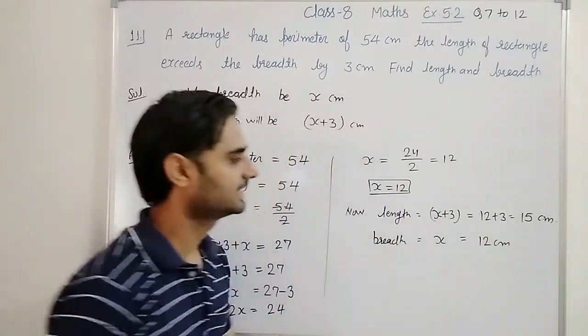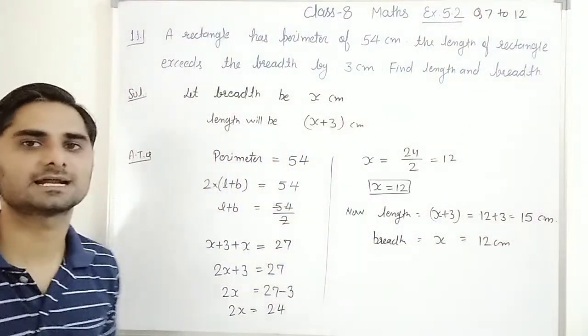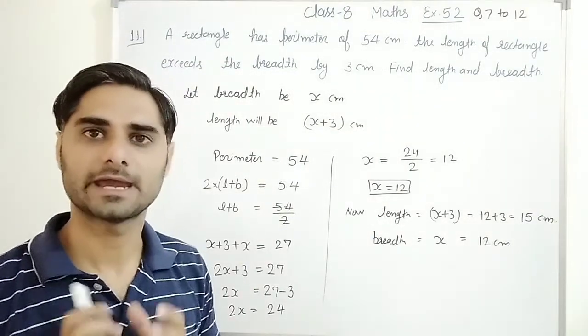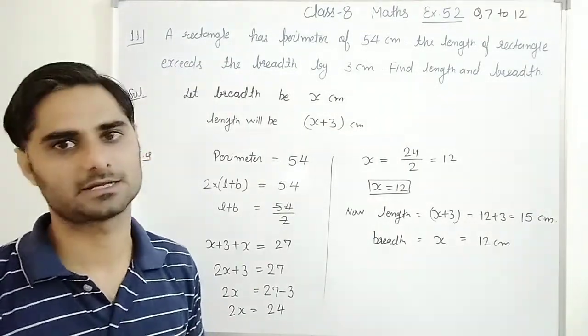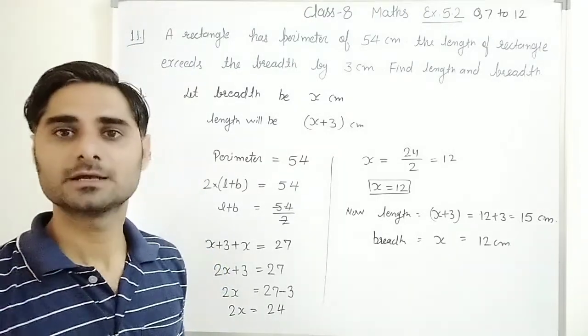Now you can see length is 3 more than the breadth, and these are the dimension of the rectangle, or you can say length and breadth of the rectangle. This was your question number 11. Now I am going to write question number 12.